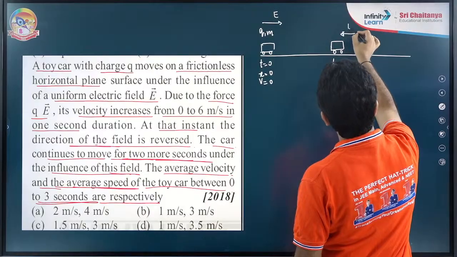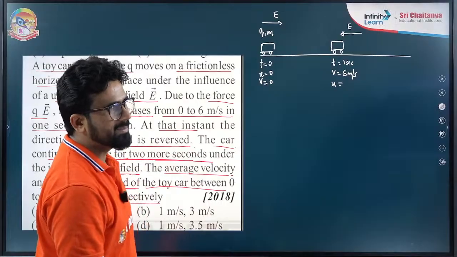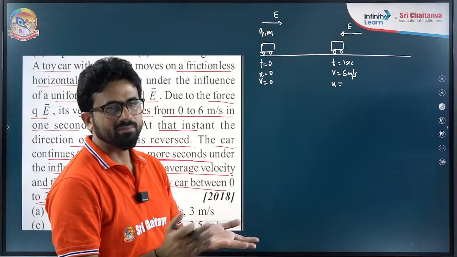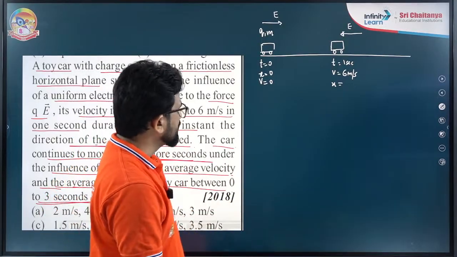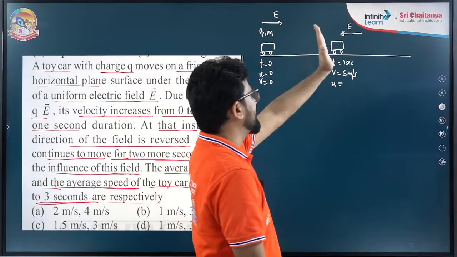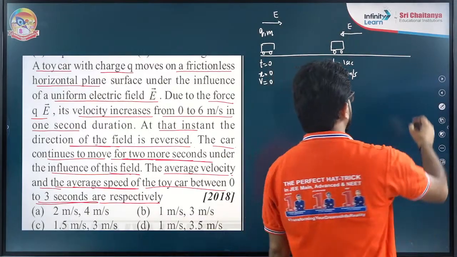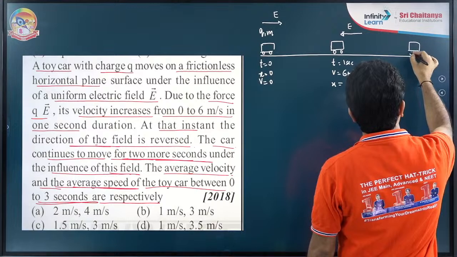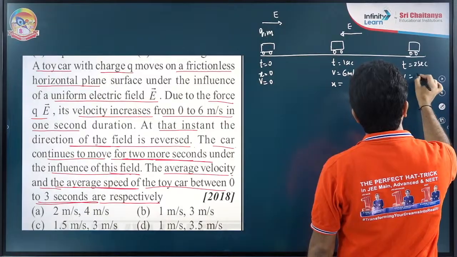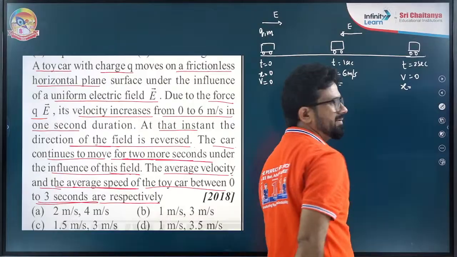Now the field is reversed. Think carefully, because the field is a constant value, beta. That means we will get the same retardation. Just the magnitude would be the same, but the direction is opposite. In 1 second you got 0 to 6, so in the next 1 second it will be 6 to 0. So its velocity becomes 0 in the next 1 second. That means at t equal to 2 seconds, its velocity would be 0. What is x? We don't know. We will calculate it. Don't worry about it.